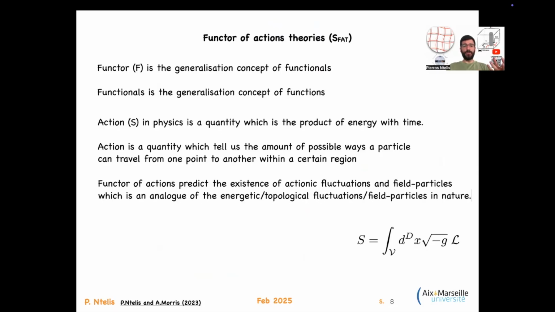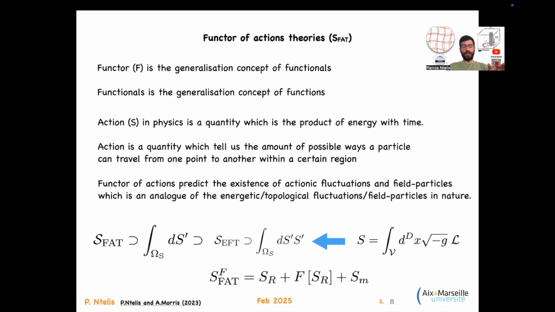Therefore, the functor of action theories predict the existence of axionic fluctuation and field particles, which is an analog of the energetic topological fluctuation and field particles in nature. Therefore, we can build several mathematical objects on top of the action, and we can define a set of FATs, or a category of FATs. Now, a simple mathematical framework is that we can consider the Ricci action, S_R, and a functional on top of this S_R, plus the action of matter itself. And we can build models in this direction as well.